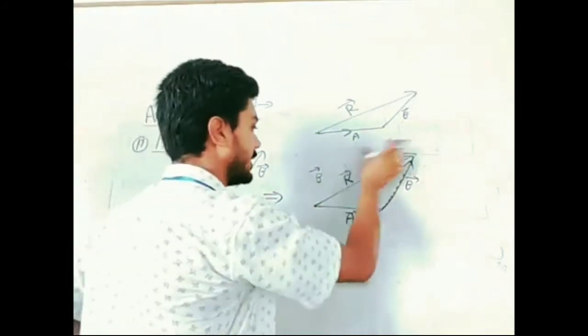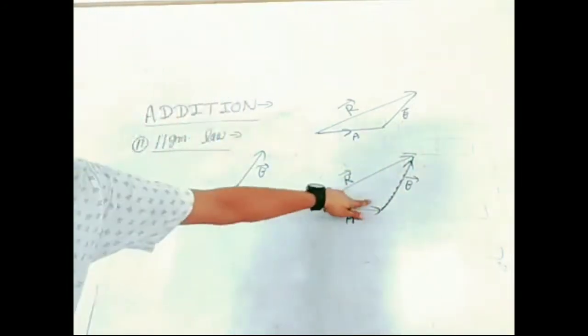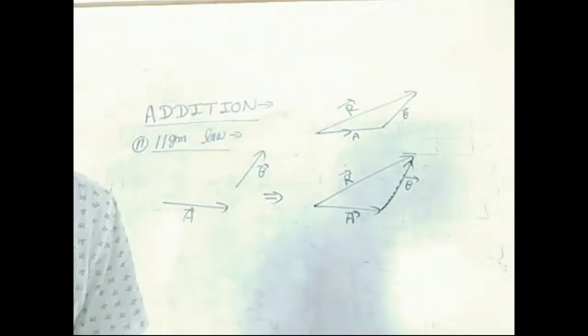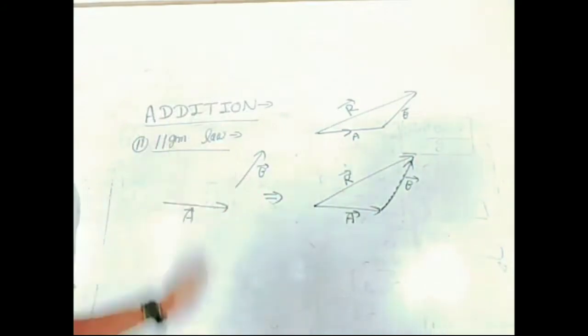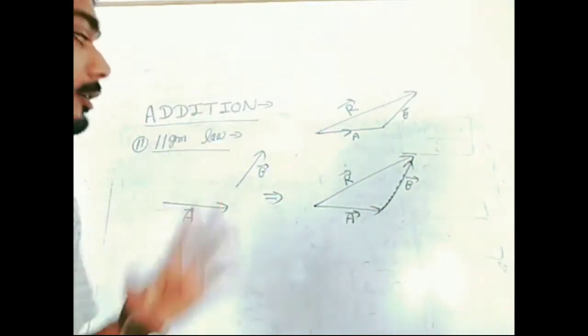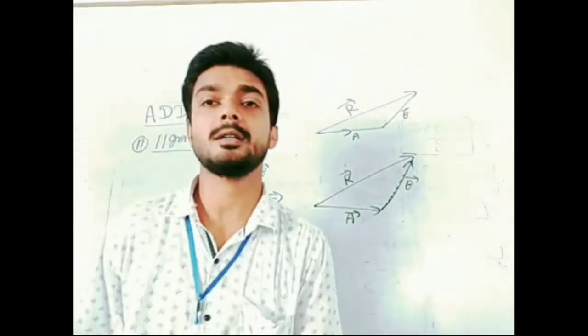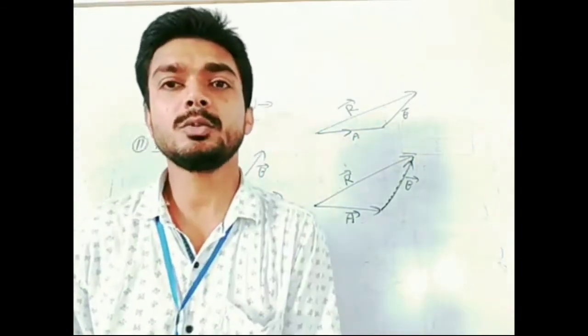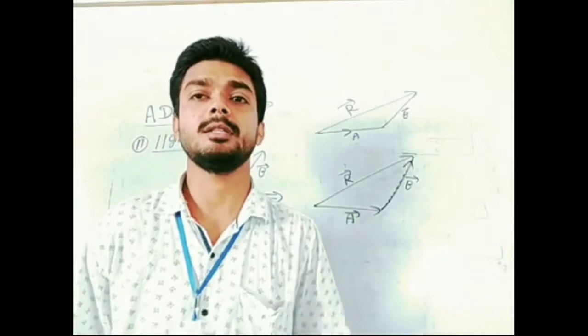Now erase this and see what happens. You will observe the triangle law. Then there is no difference between the triangle law and parallelogram law. Only the orientation of vectors matters. We apply these two laws according to our needs.